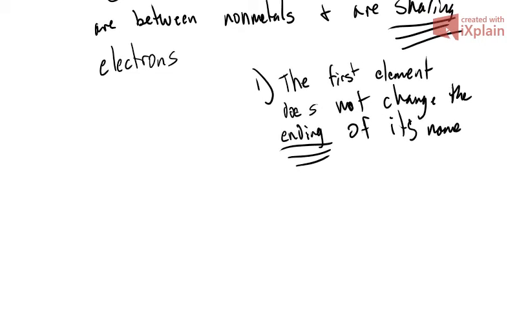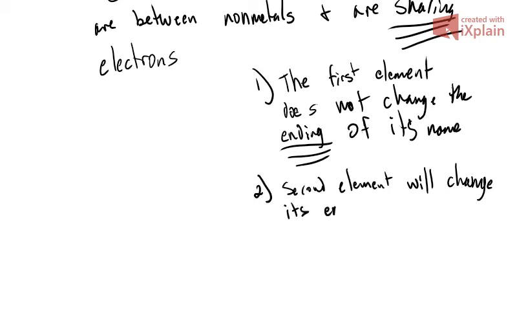Okay, number 2 is the second element will change its ending to "-ide". Okay, just like in an ionic compound. The second element will always change the end of itself to "-ide".